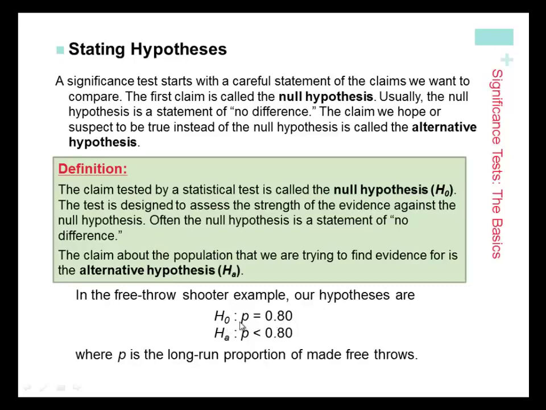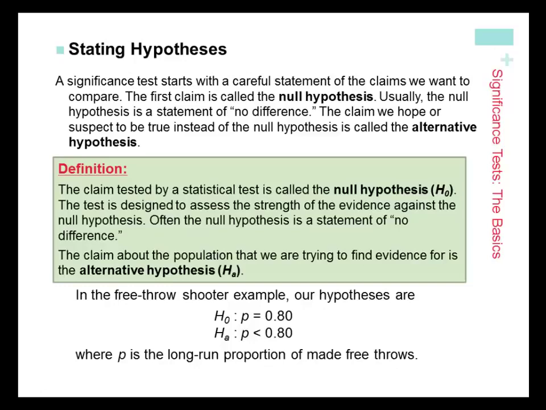So our null hypothesis then would be p is equal to 0.80. Based on our sample, he only hit 64% of the shots, so our alternative then would be to try to show that p is less than 0.80. P again is the long run proportion of the free throws that he would have made.